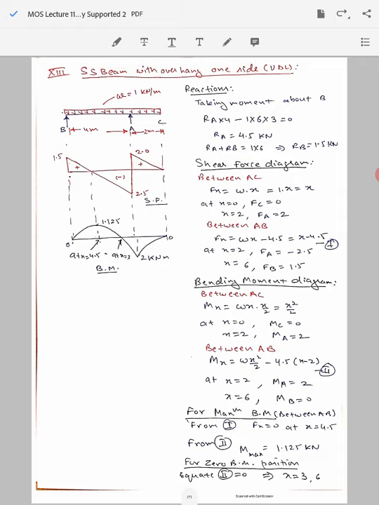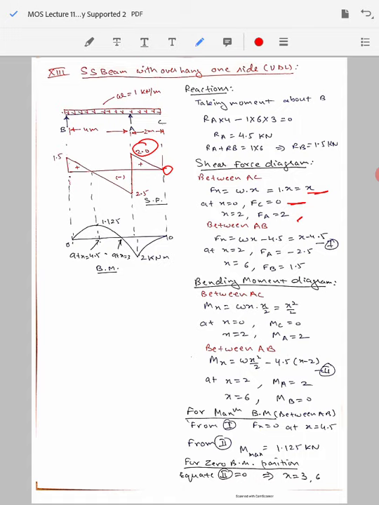So as far as the shear force diagram is concerned, we have Fc equal to 0, so you start from the point 0, and then for point A, Fa equal to 2, you reach up to this point. As it is linearly dependent on x, there will be a straight line upslope here from 0 to 2.